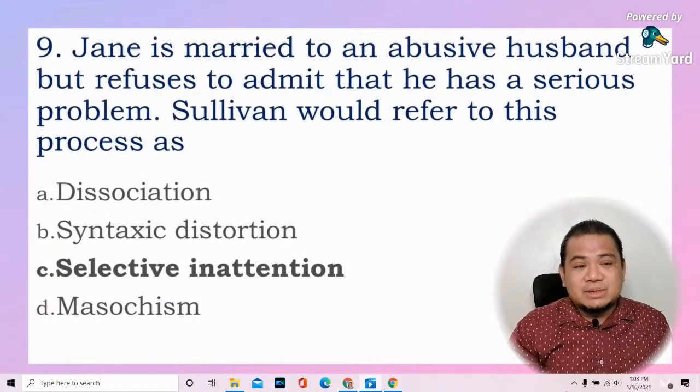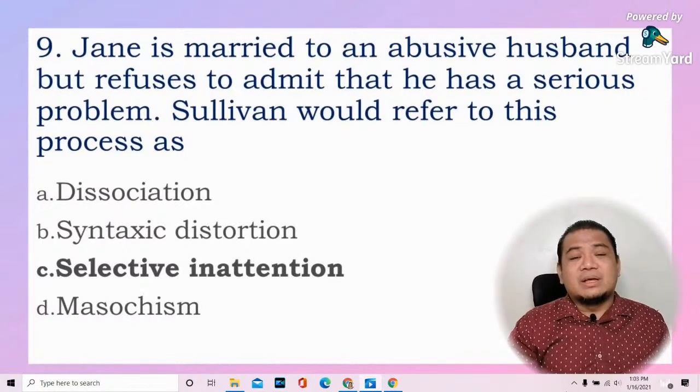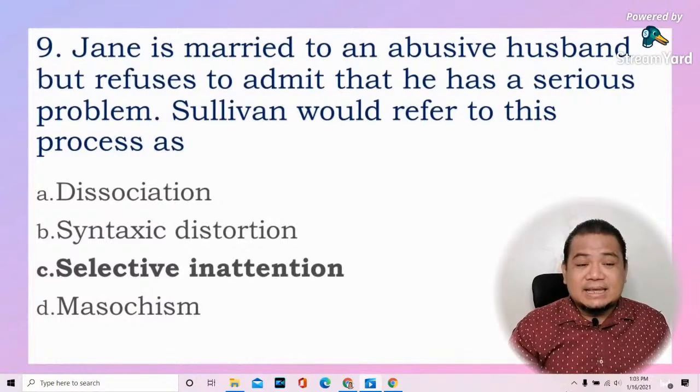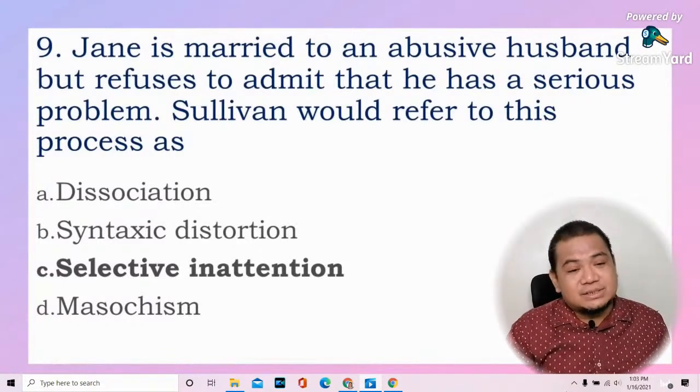Number 9. Jane is married to an abusive husband but refuses to admit that he has a serious problem. Sullivan would refer to this process as letter C, selective inattention.